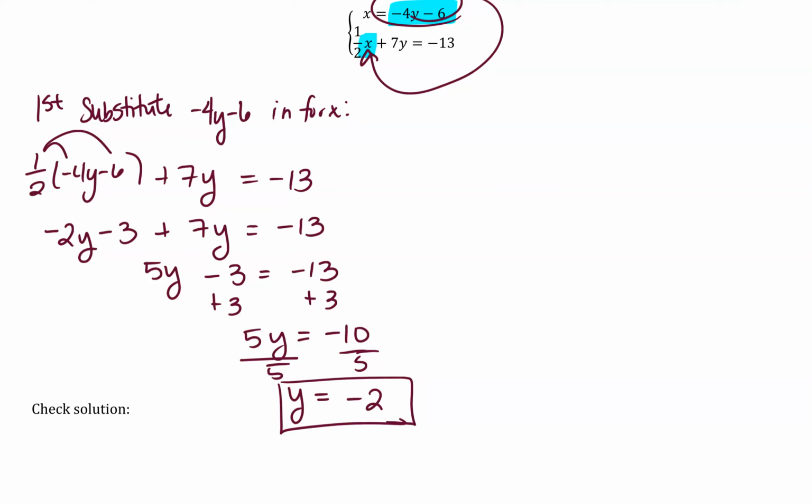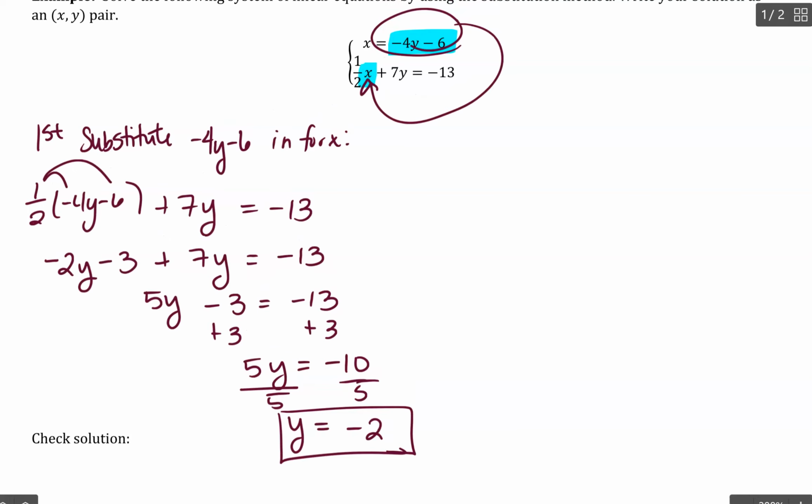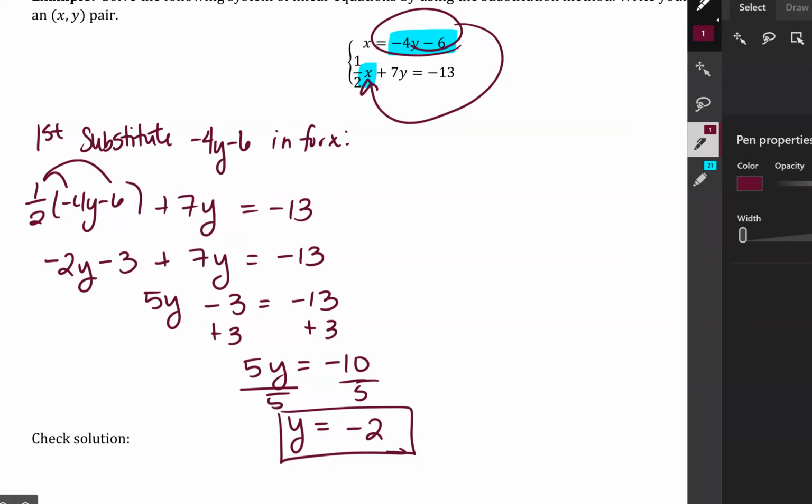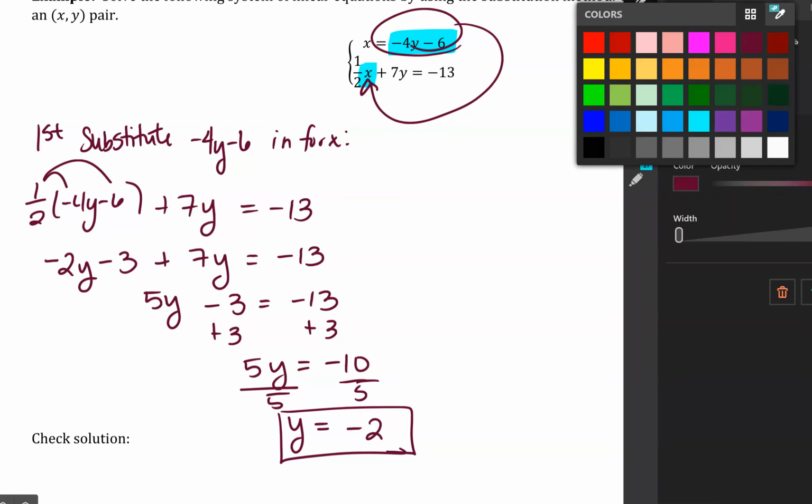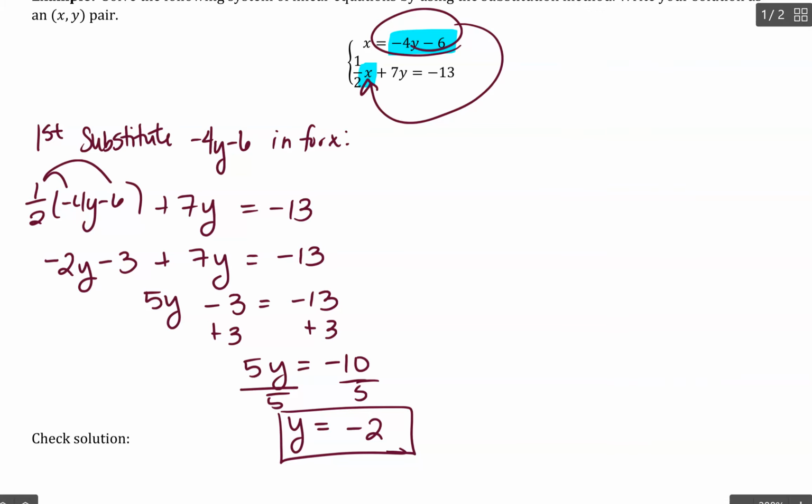And there we have just solved half of our problem. We know what y is, now we need to know what x is. So now that we have a number for y, there are a few different ways we can go about this. We can plug negative 2 in for y right here, or right here. In either equation it will work. Let's go ahead and do the first one because we're solving for x, and this one already has x all by itself.